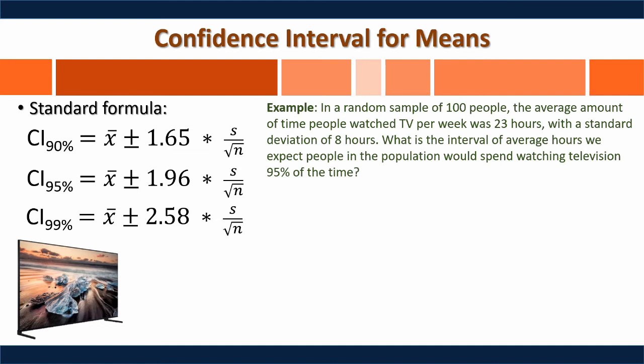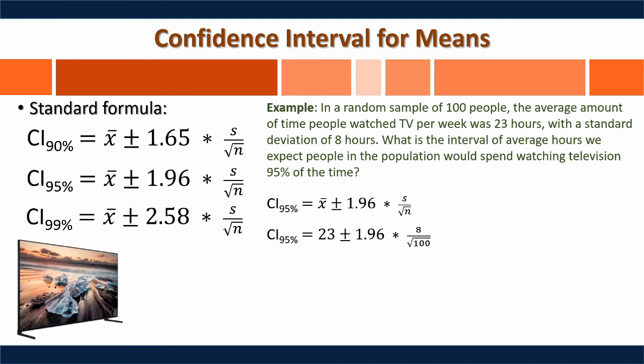Well, to find the confidence interval, you'd have to substitute the given information into the equation. So let's start with the correct equation. The equation to find the 95% confidence interval is x bar plus or minus 1.96 times standard deviation over root n. So we know x bar, which in this example is 23 hours. We know standard deviation, which here is 8 hours, and we know n, which is 100 people. Now all you have to do is basic arithmetic.